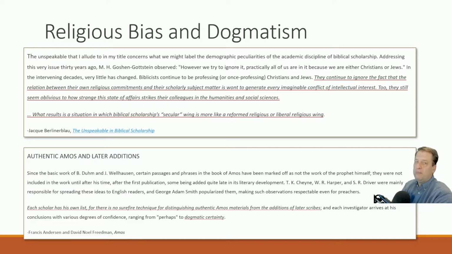Here's an interesting quote from the Anchor Bible commentary on the book of Amos. "Since the basic work of Bernhard Duhm and Julius Wellhausen, certain passages and phrases in the book of Amos have been marked off as not the work of the prophet himself. They were not included in the work until after his time, after the first publication, some being added quite late in its literary development. T.K. Cheyne, W.R. Harper, and S.R. Driver were responsible for spreading these ideas to English readers, and George Adam Smith popularized them, making such observations respectable even for preachers. Each scholar has his own list, for there is no surefire technique for distinguishing authentic Amos materials from the additions of later scribes, and each investigator arrives at his conclusions with various degrees of confidence, ranging from perhaps to dogmatic certainty."